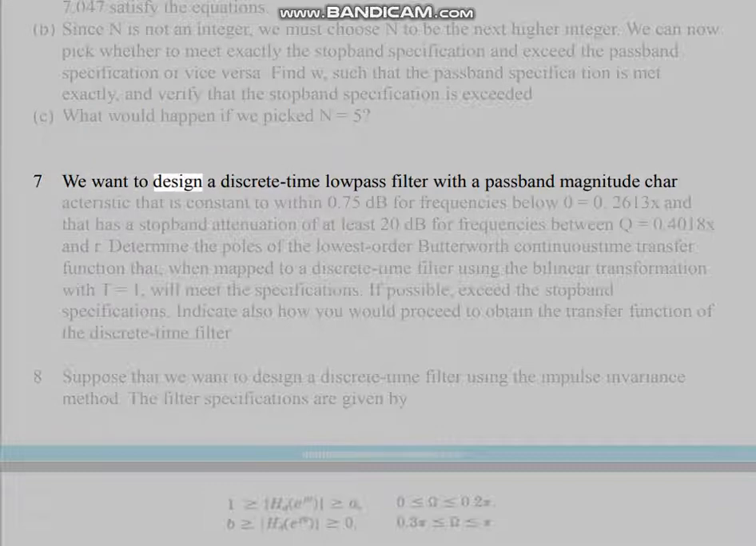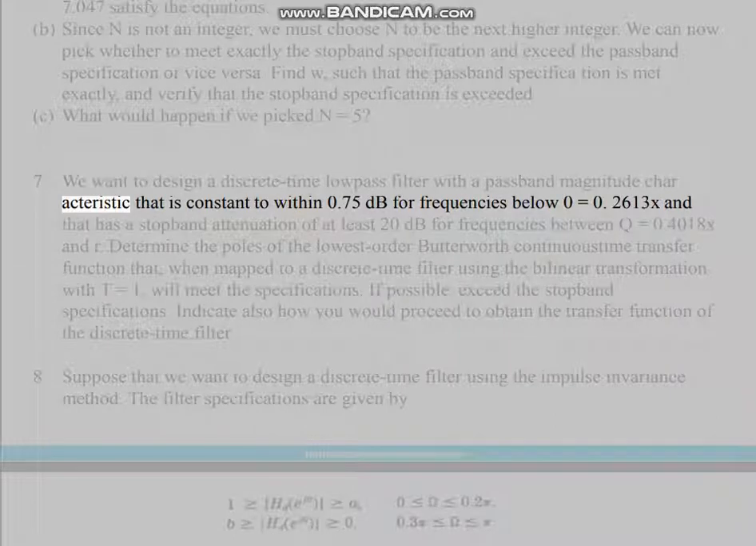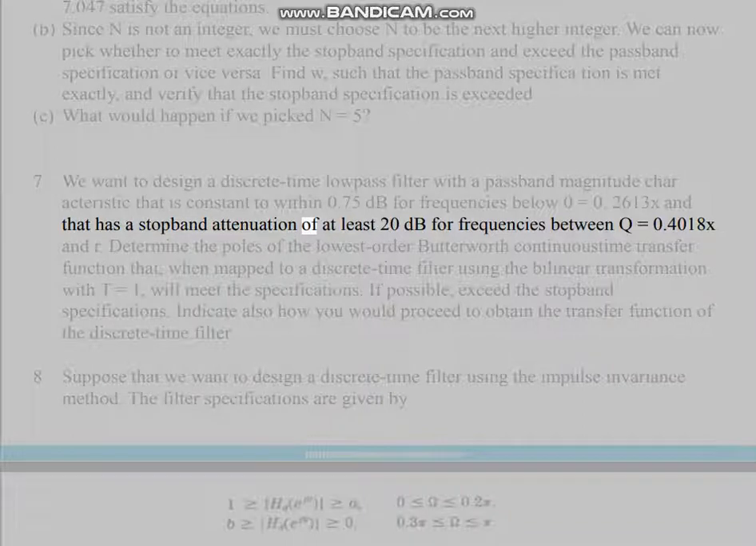7. We want to design a discrete-time low-pass filter with a passband magnitude characteristic that is constant to within 0.75 dB for frequencies below Ω equals 0.2613π and that has a stopband attenuation of at least 20 dB for frequencies between Ω equals 0.4018π and π.